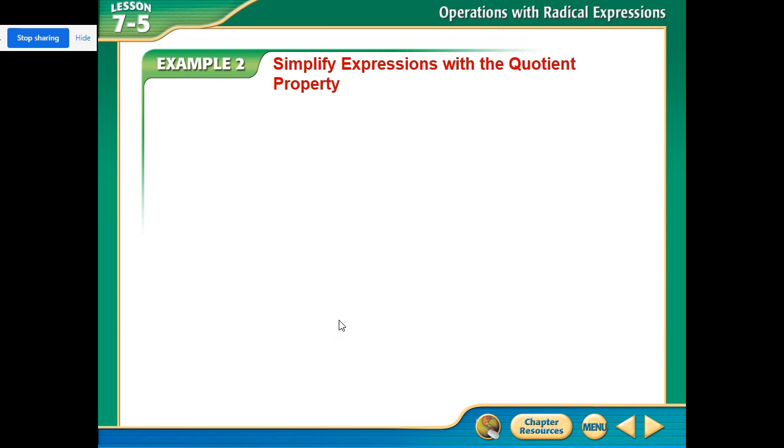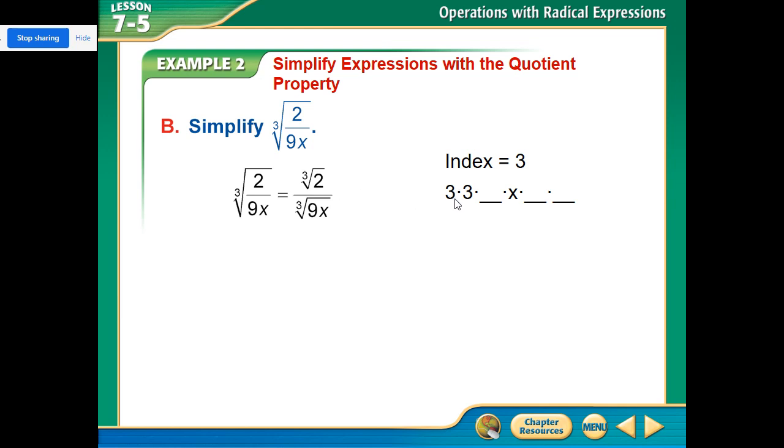Let's try another one. So here we have a cube root. Now remember, with cube roots, we're looking for groups of 3 with something. So here I have the 9x. I kind of want to simplify the 9x. The 9x is a 3 times 3 times x. But again, I need an index of 3, so I need a group of 3 of these. So I need to add an extra 3 here. That's why I got that blank there, to add an extra 3. I'm going to have to add 2 more x's.